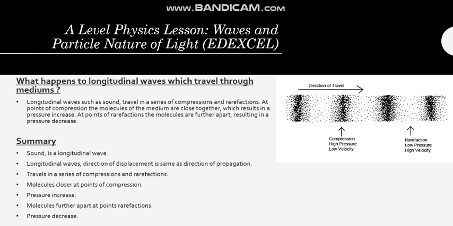Now, looking at the following diagram on the right hand side, we can see that the direction of travel of molecules is from left to right, and we can see at points of compression the molecules are packed tightly together, therefore there's a higher pressure and lower velocity for the molecules, and at points of rarefaction they're more distributed, so therefore they would have a lower pressure and higher velocity.